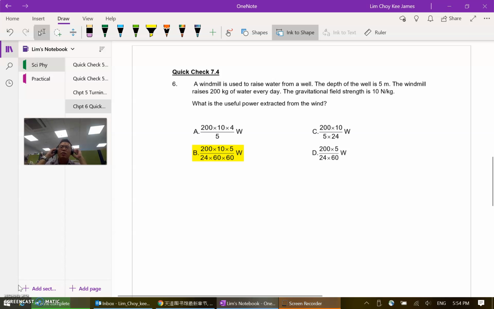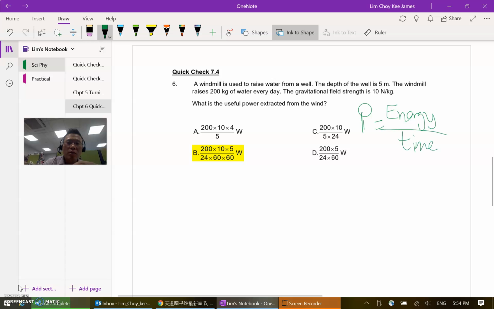Okay, now for this question we are looking at the simple concept known as power. Just to recap, the formula for power is energy divided by time, or what we call the rate of energy conversion.